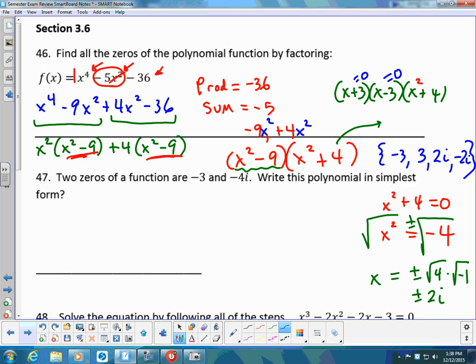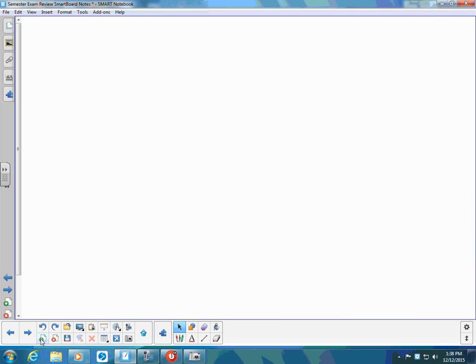Let's take a look at number 47. It says two zeros of a function are negative 3 and negative 4i. Write this polynomial in simplest form. So let's try this one, negative 3 and negative 4i. I'm going to do this off on another page here. Negative 3 and negative 4i. So these are zeros of the polynomial.